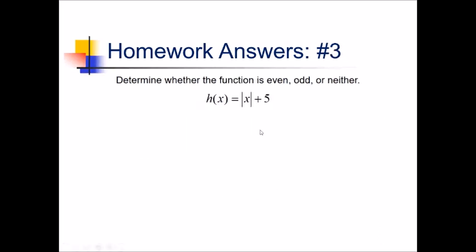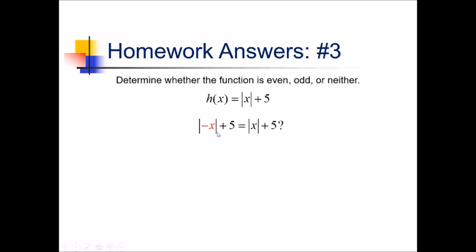For this problem, we want to figure out whether this function is even, odd, or neither. So to do this, we always test for even first. The even test, basically, we're replacing an x with a negative x and seeing if we do that, if the function evaluates to the original version of itself. So I'll write absolute value of negative x plus 5, and I'm trying to figure out, does that equal absolute value of x plus 5, the thing I started with?